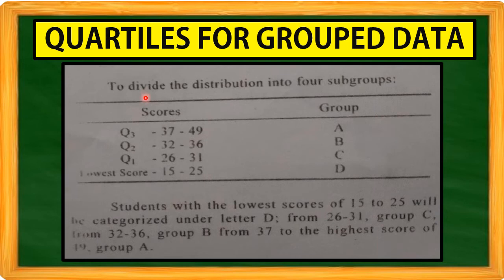Since the task is to divide the distribution into 4 subgroups, ito na po ngayon yung groups niya. Group A, B, C, D: quartile 3, 37 to 49; quartile 2 is 32 to 36; and quartile 1 is 26 to 31; and lowest score is 15 to 25. So students with the lowest scores of 15 to 25 will be categorized under letter D. From 26 to 31, Group C. From 32 to 36, Group B. From 37 to the highest score of 49 is the Group A.